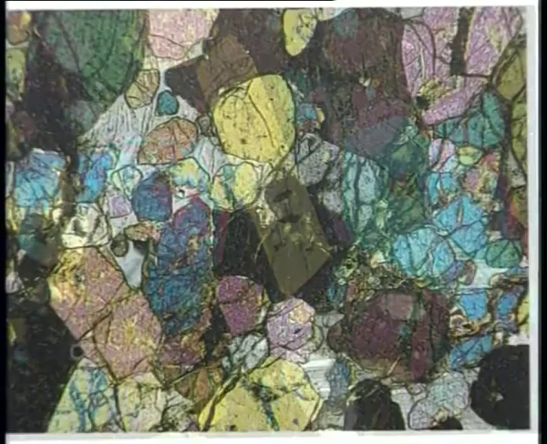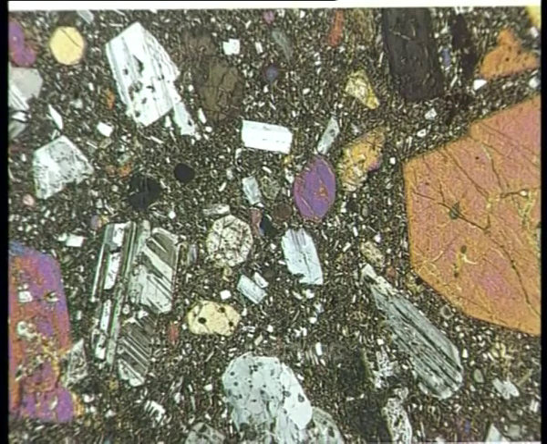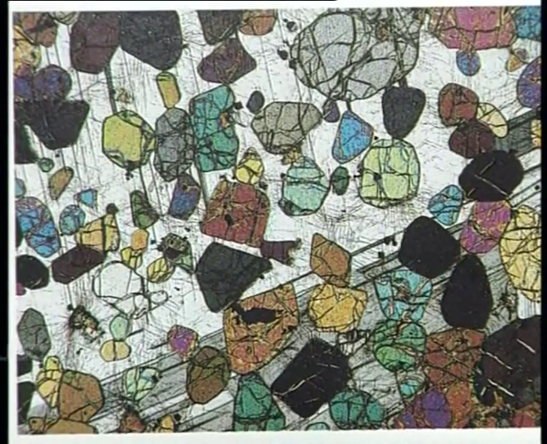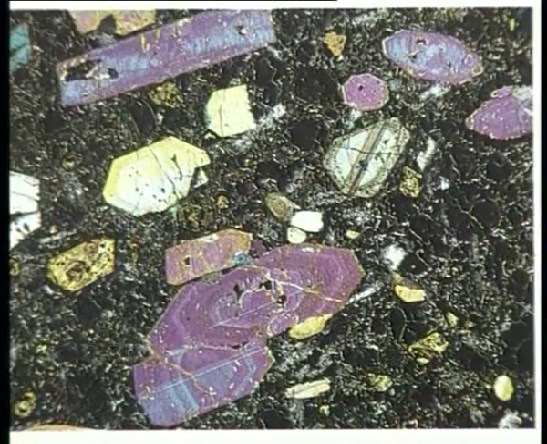Feldspars show different forms of twinning. Plagioclase feldspars invariably show multiple twinning. Orthoclase shows simple twinning. The world of minerals is indeed colorful under the microscope. When you are able to recognize a mineral, it adds to your delight.